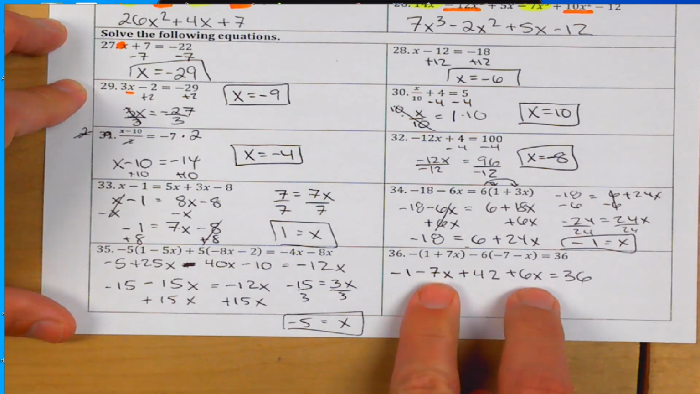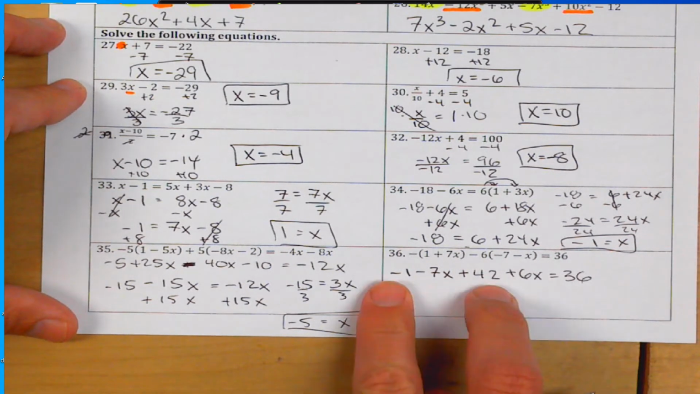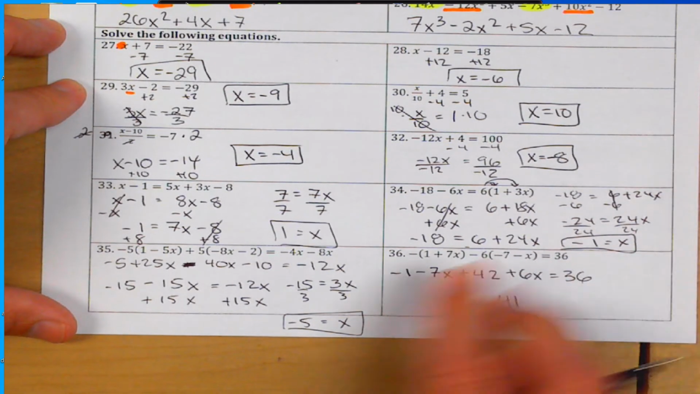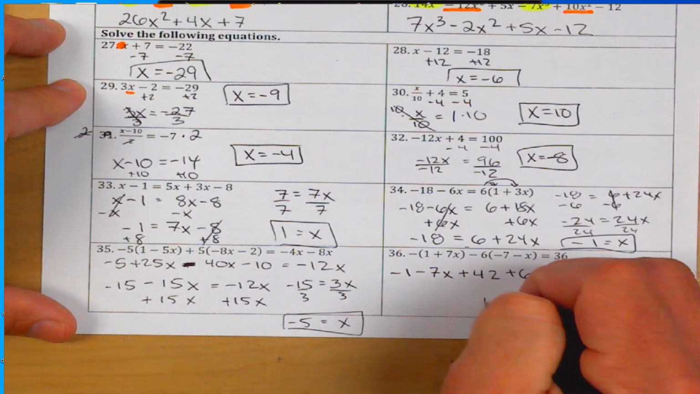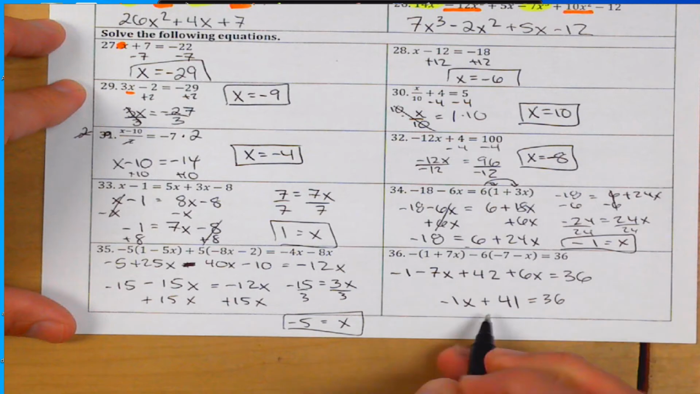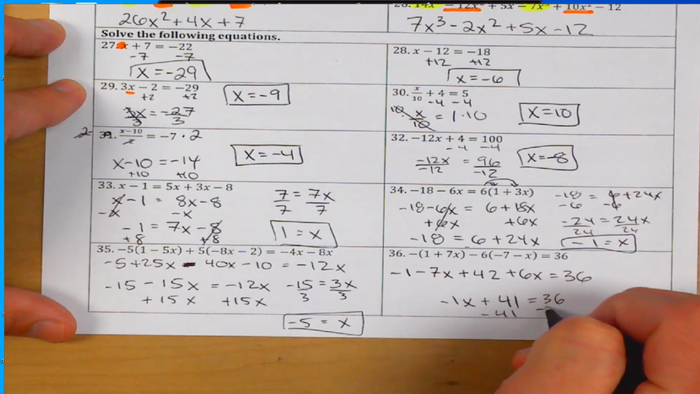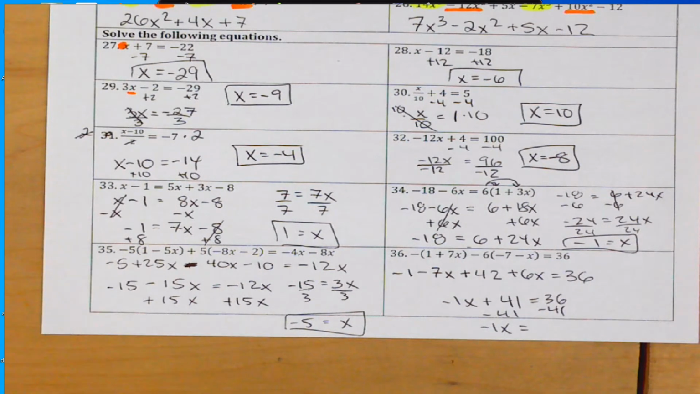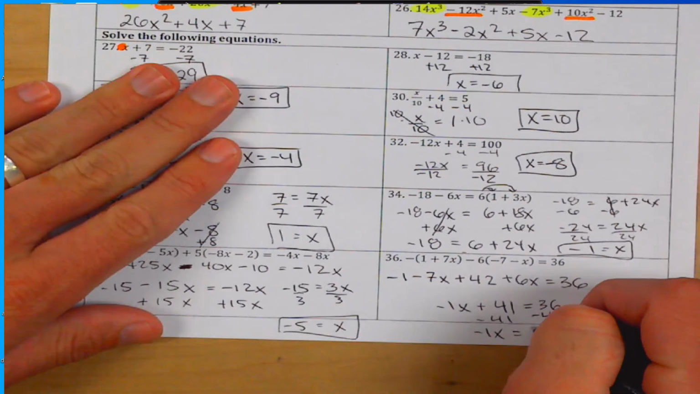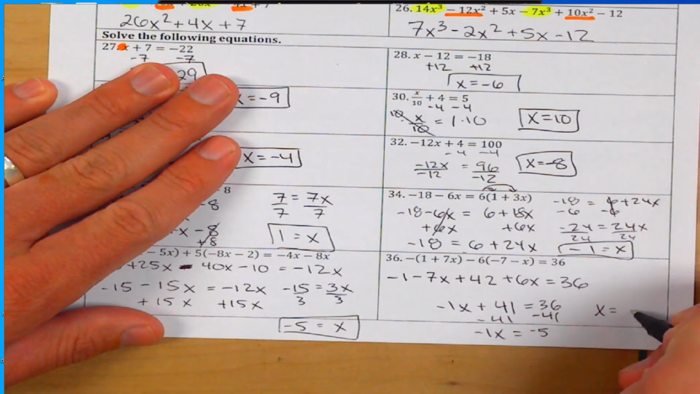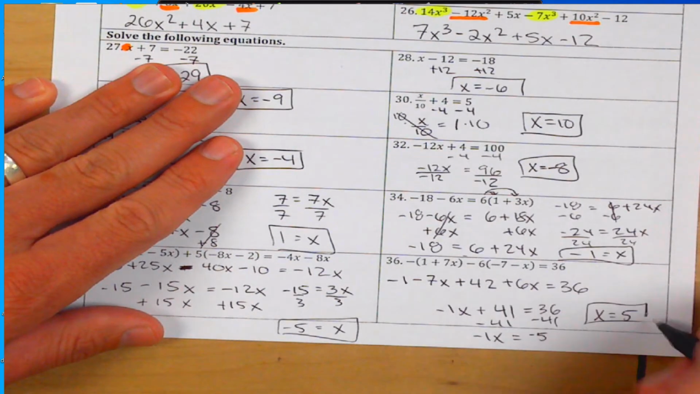I'm going to combine my like terms. We'll do this one first. That's negative 1 and 42, which is going to be 41. Negative 7 and positive 6 is going to be a negative 1x. And then we get 36. So we'll subtract 41. And negative 1x is going to equal 36 minus 41, which I believe is 5 off. So we'll go with negative 5 since 41 is bigger. And then we divide by negative 1, which is just going to change that 5 to a positive.